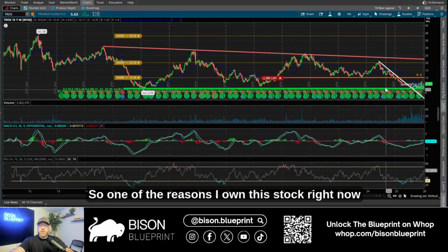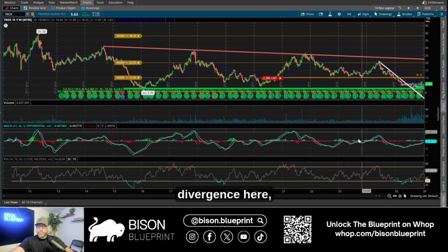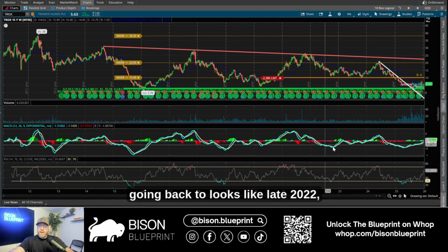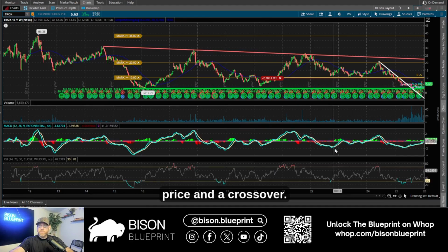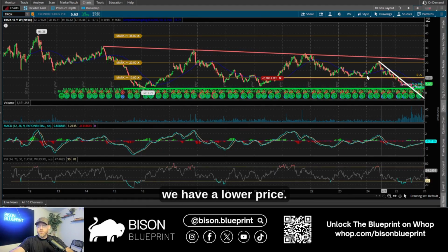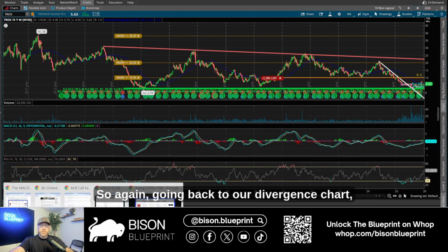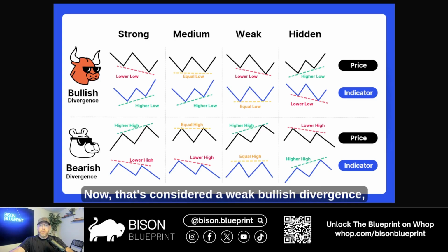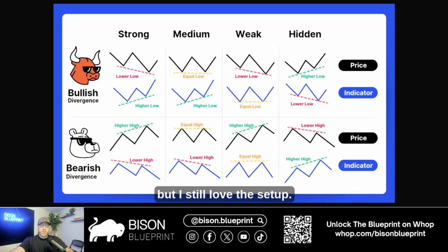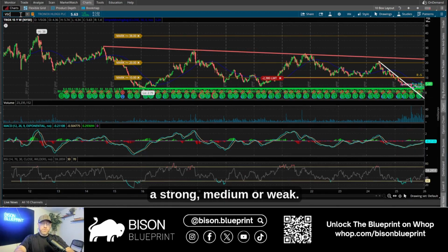huge win there. So one of the reasons I own this stock right now is because when you look at the divergence here, going back to, looks like late 2022, we have a higher price and a crossover. Come to current day, we have a lower price with a pretty much equal crossover. So again, going back to our divergence chart, we have a lower price with an equal low. Now that's considered a weak bullish divergence, but I still love the setup. Again, don't put a bunch of stock into whether it's a strong, medium, or weak.